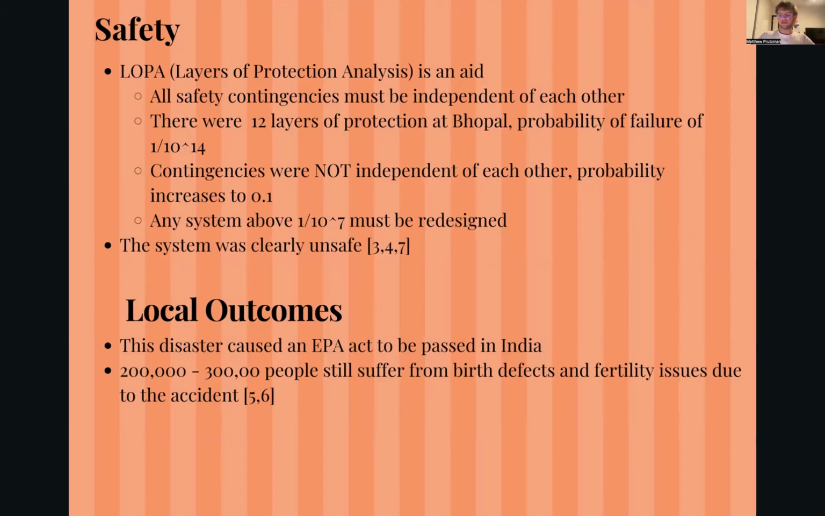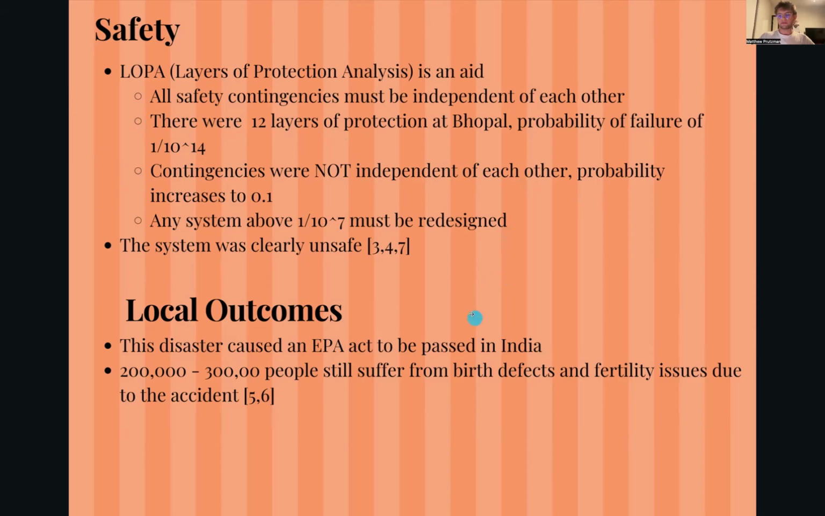If each contingency were independent, this would have been much lower, as is seen on the slides. Here you can see that the probability with 12 layers of protection would have been 1 over 10 to the power of 14, which would have been an unfathomably small number. However, since these contingencies were not independent of each other, the probability was 0.1. And for reference, any system with a probability of failure above 1 over 10 to the power of 7 must be redesigned. So this system was clearly unsafe.